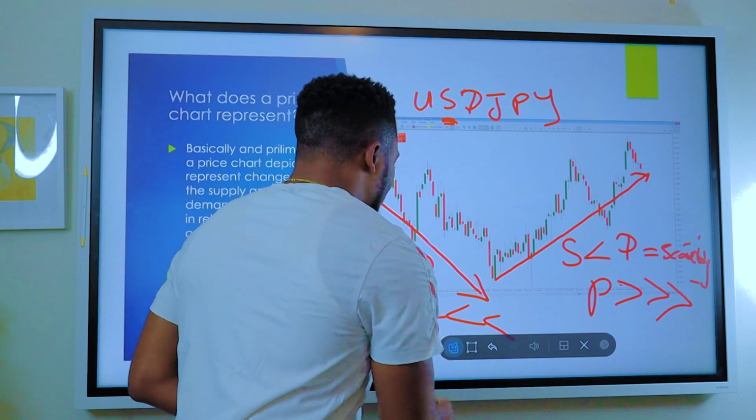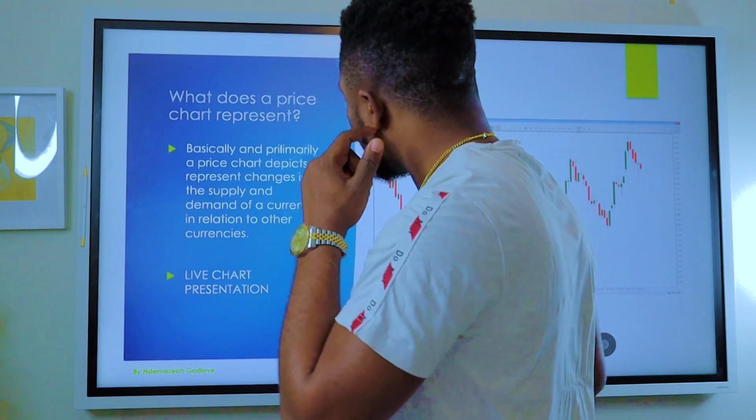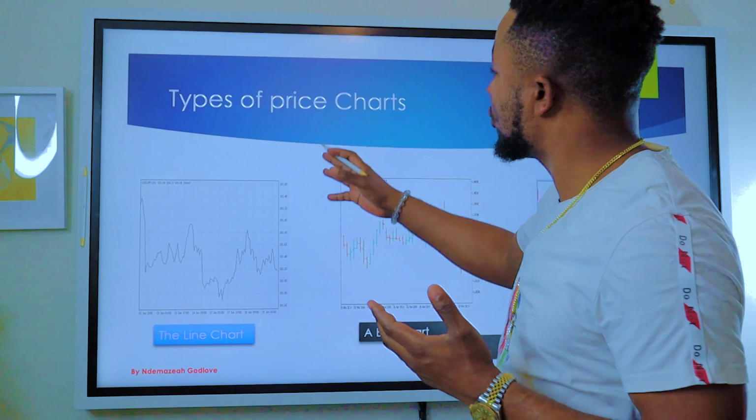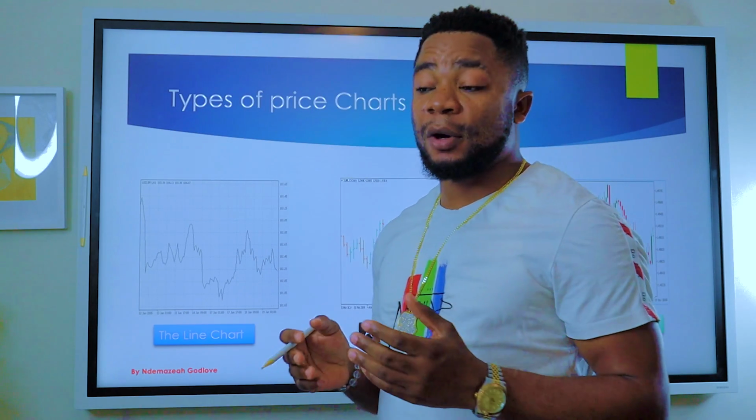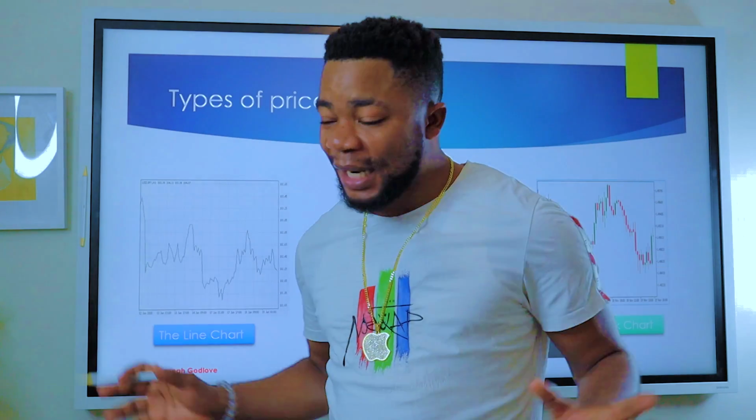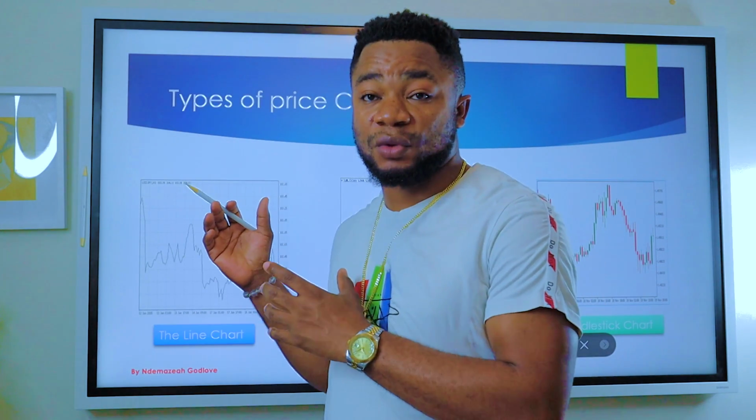All right, so without taking much of your time, let's see what we have here. Types of price chart, because what I was explaining to you was the anatomy of any price chart you see. Those are the few things you see on it.